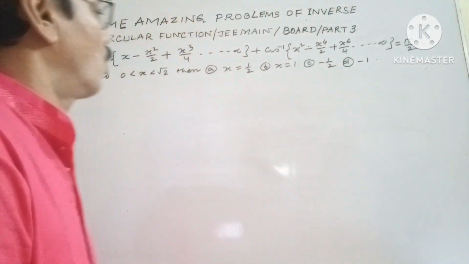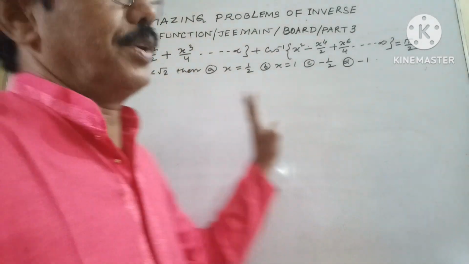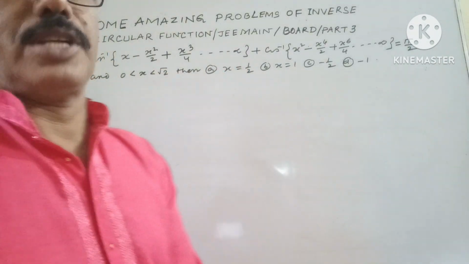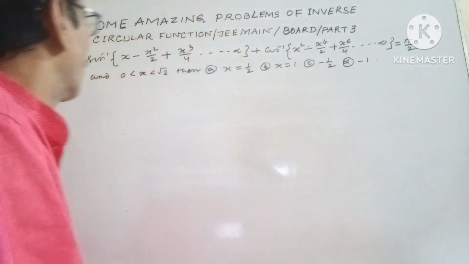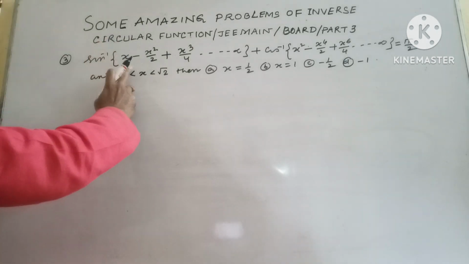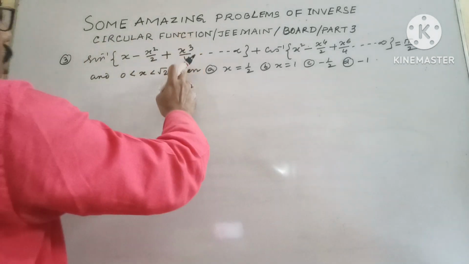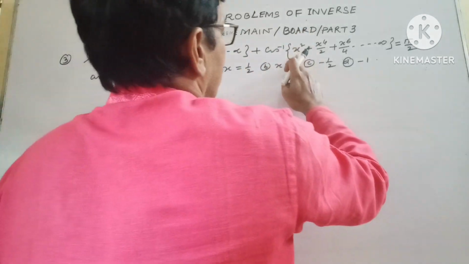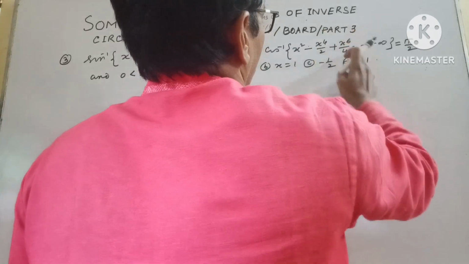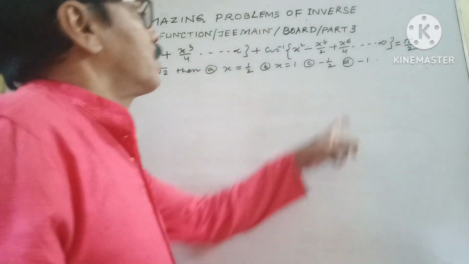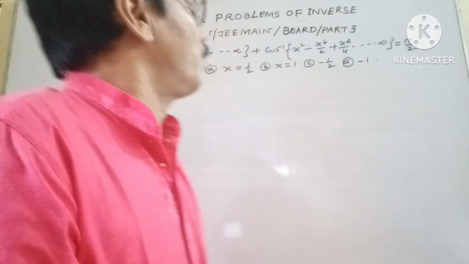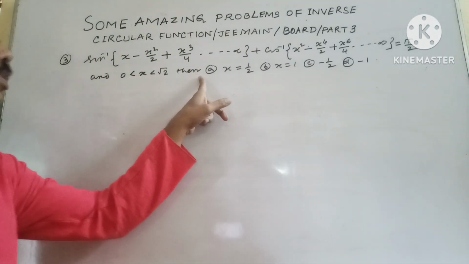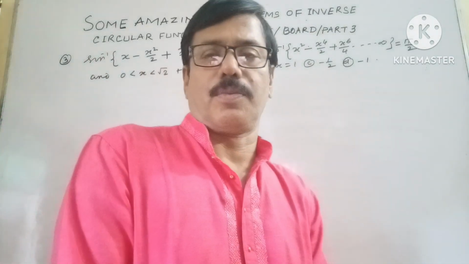Now I consider one more problem of competitive exams, a problem of JEE Main and JEE Advanced also. So sin inverse of (x minus x square by 2 plus x cube by 4 dot infinity) plus cos inverse of (x square minus x4 by 2 plus x6 by 4 dot infinity) equals pi by 2, and x lies between 0 and root 2. Then which option is correct?